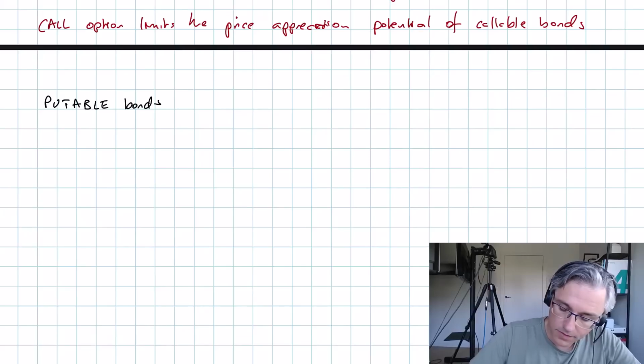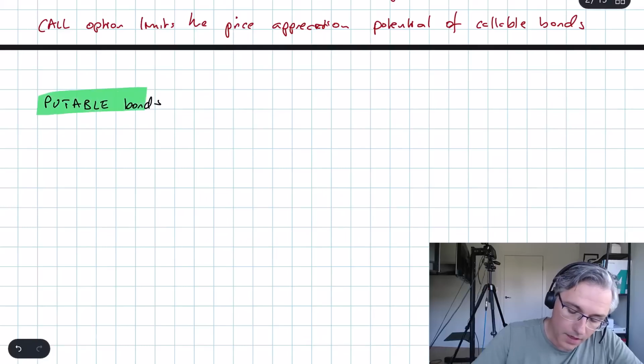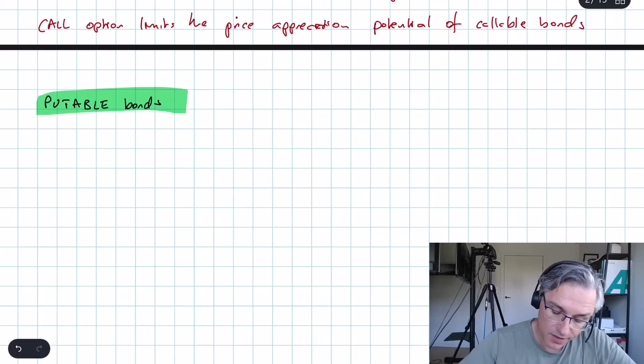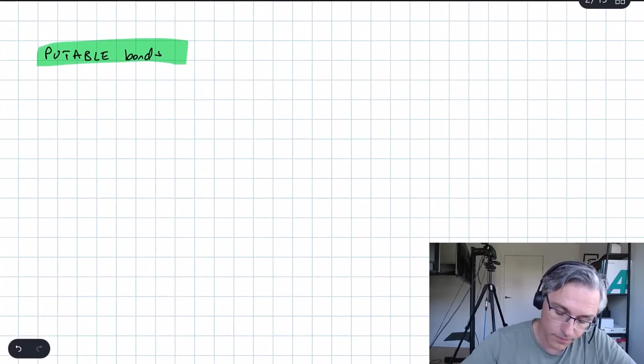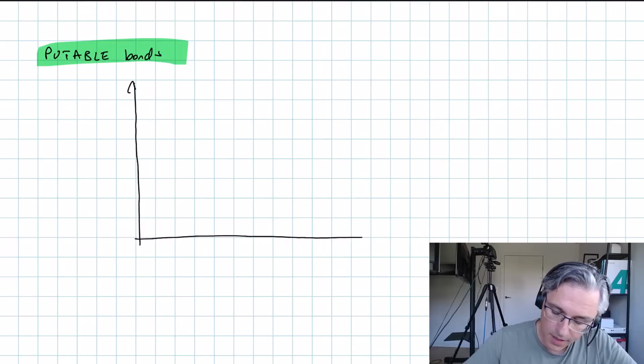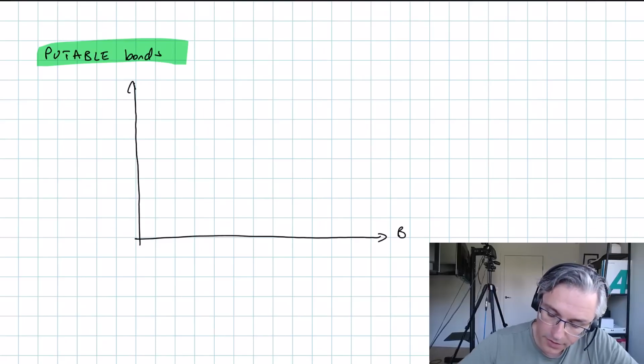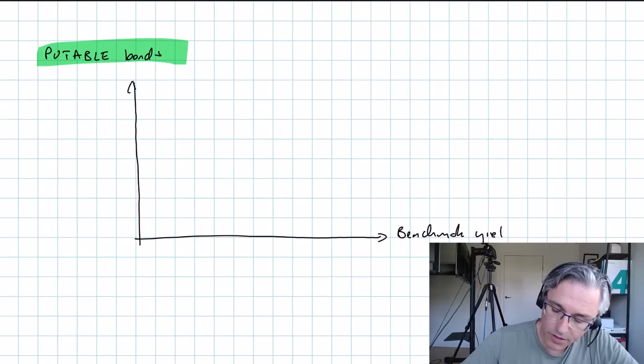Puttable bonds. Okay. Same type of setup in terms of what we're going to draw. The chart with price on one axis, and we would normally have the yield to maturity. Now we're going to have the benchmark yield, so the yield on a benchmark bond coming from the government.